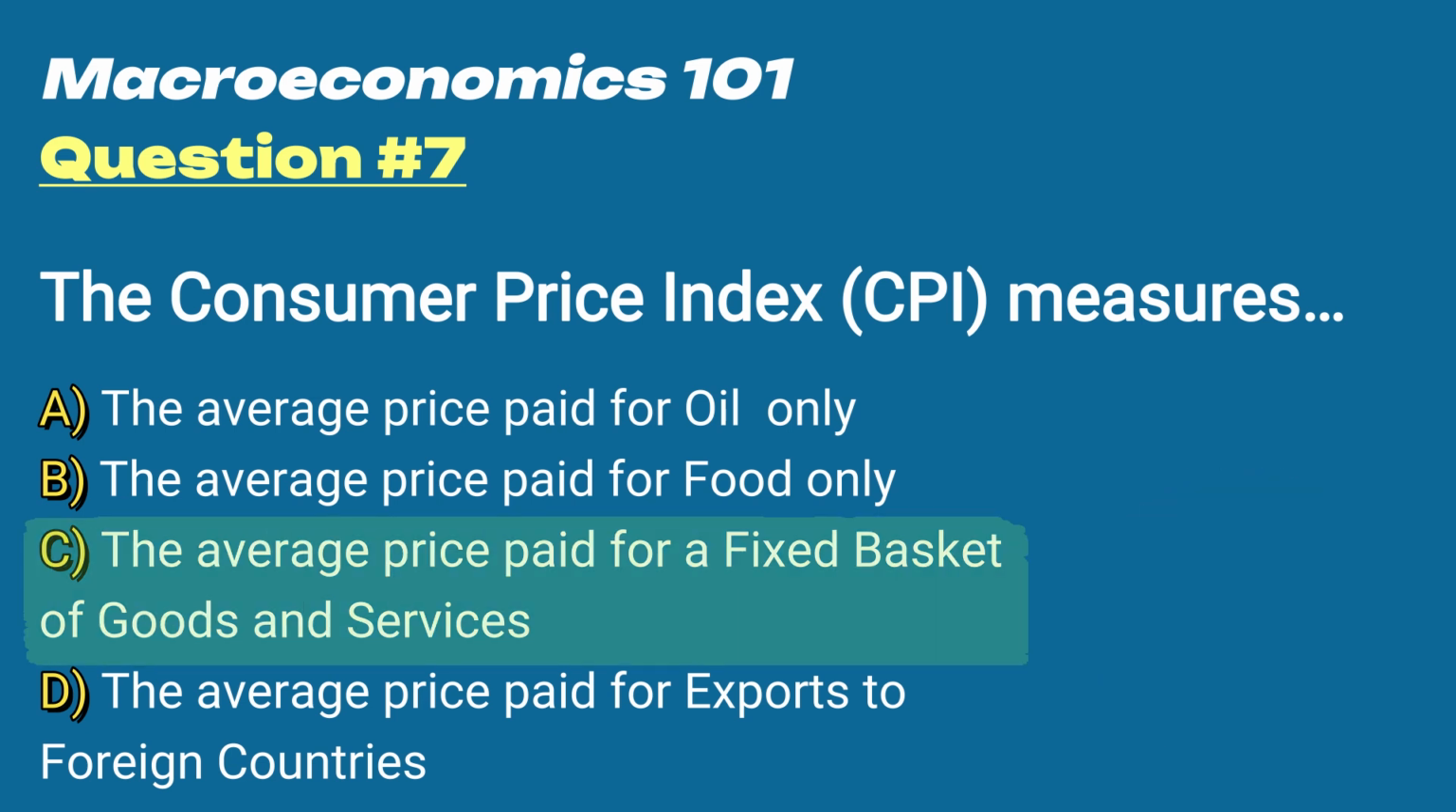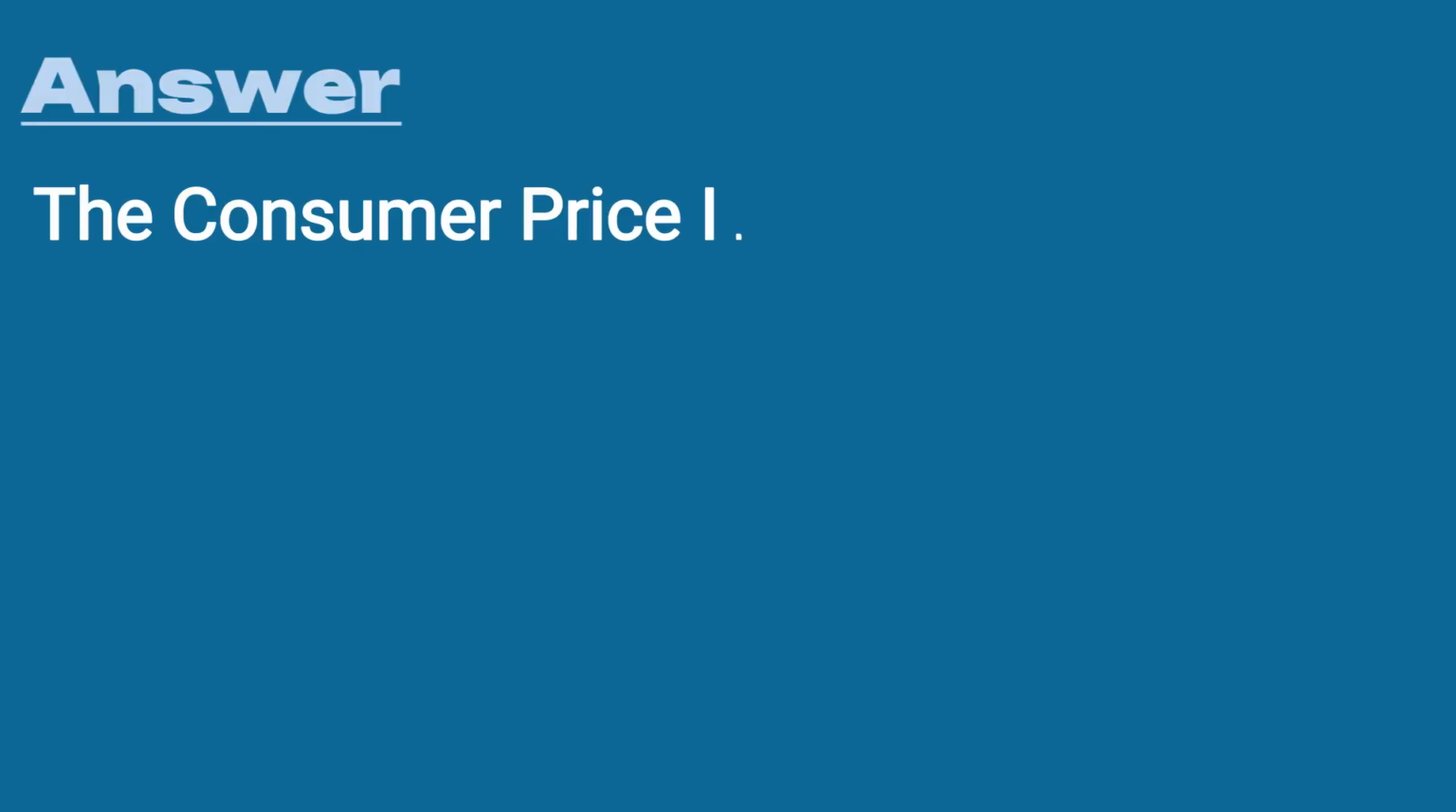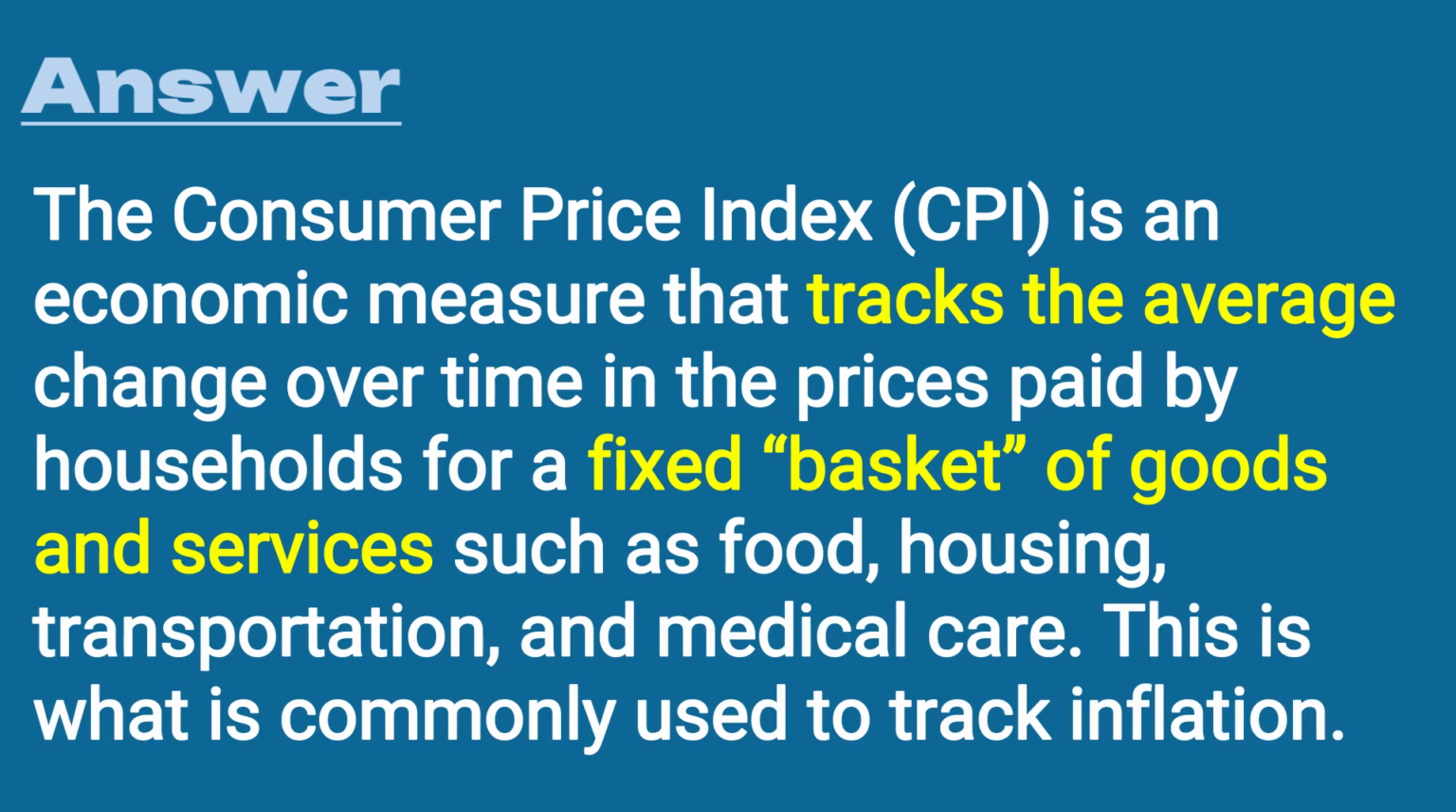The answer is C, the average price paid for a fixed basket of goods and services. The Consumer Price Index, CPI, is an economic measure that tracks the average change over time in the prices paid by households for a fixed basket of goods and services, such as food, housing, transportation, and medical care. CPI is commonly used to track inflation. So, this is the basket of goods that's going to get priced from month to month, year to year, to see how much inflation has gone up.